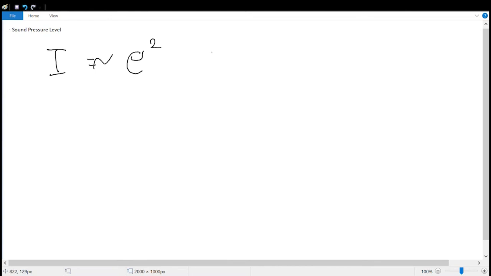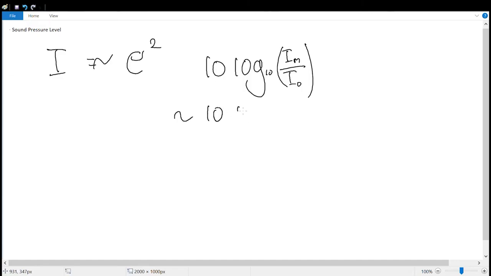So let's have a look at the intensity equation again. We've got 10 log to the base 10 of our intensity being measured over our intensity reference. Now, obviously, that is proportional to 10 log base 10 of the pressure being measured squared over the reference pressure squared.